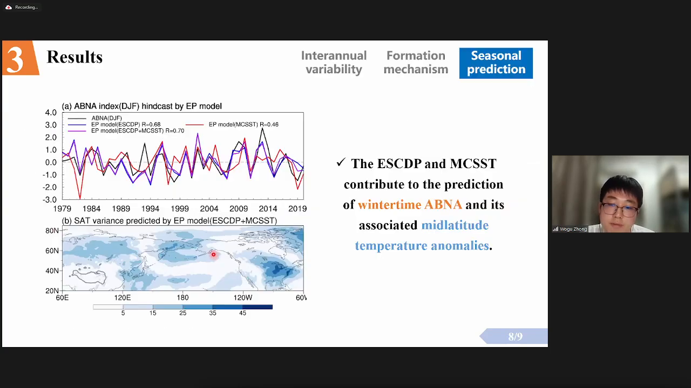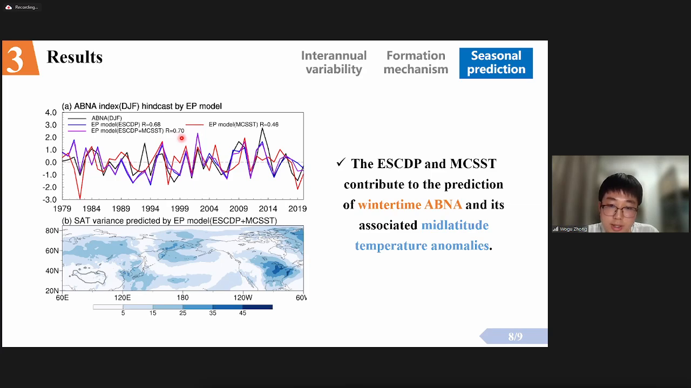After revealing the influencing mechanisms of the Eurasian snow cover changes and the Maritime Continent SST, we try to assess the contributions of these precursors to seasonal prediction of the ABNA. The top figure shows the cross-validated estimates of the hindcast results. The empirical model based on these two predictors shows a correlation of 0.7 with the ABNA index.